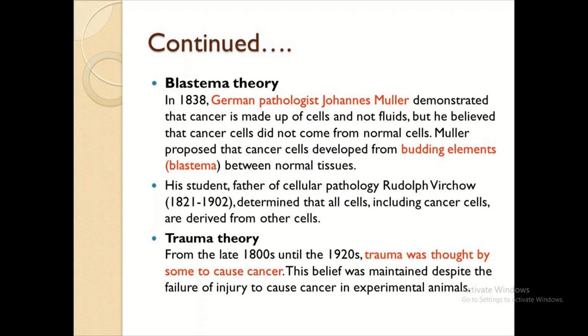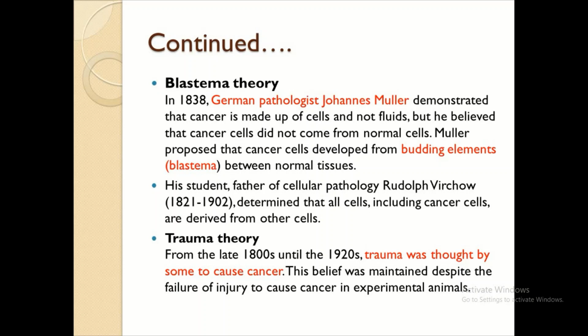The next theory, proposed by the German pathologist Johannes Müller in the year 1838, is called the Blastema Theory. He demonstrated that cancer is made up of cells and not fluid. This is the first time it was identified that cancer is made up of cells, not body fluids. But he believed that cancer cells did not come from normal cells. It is made up of cells, but it does not originate from normal cells.